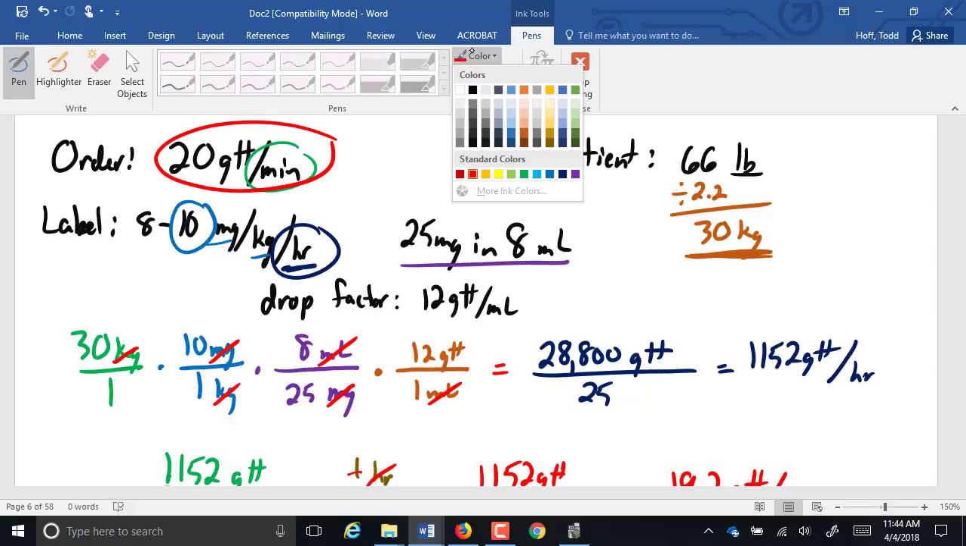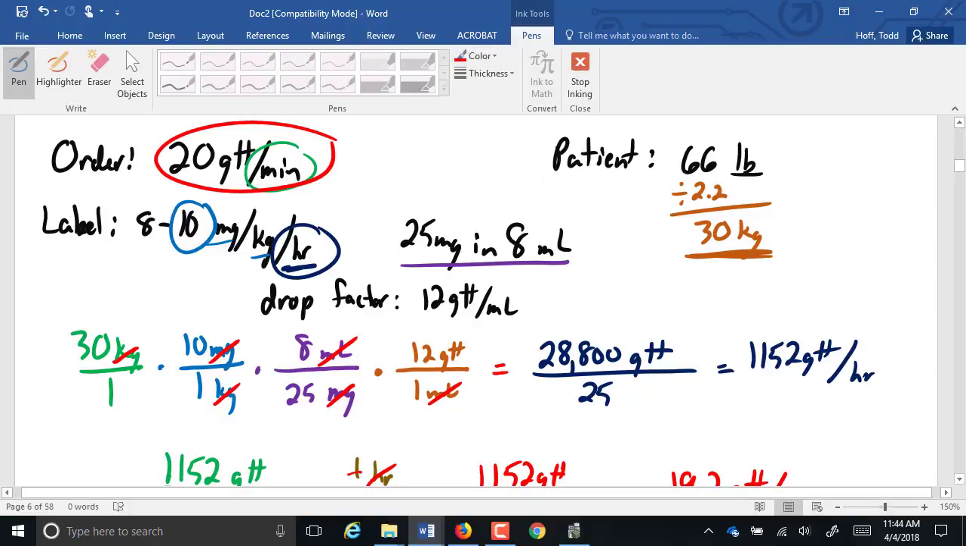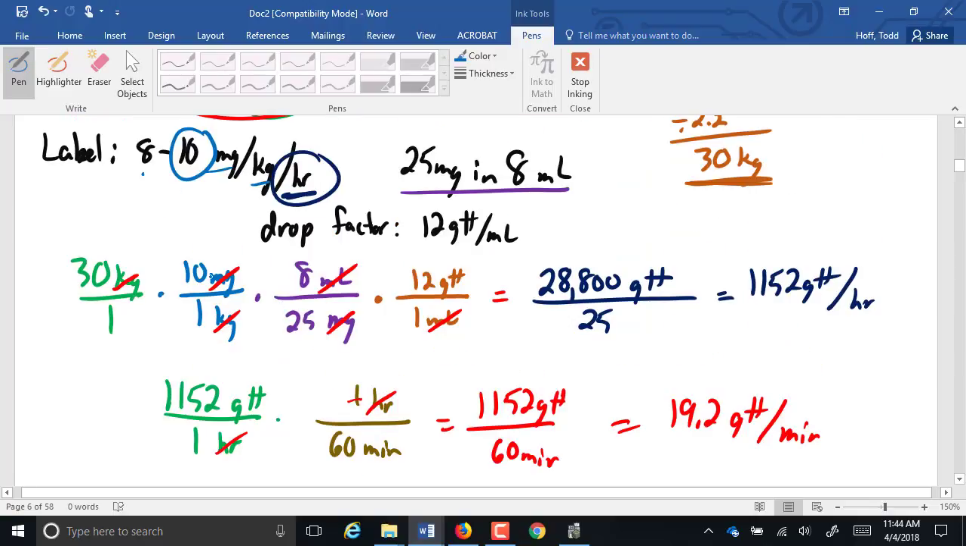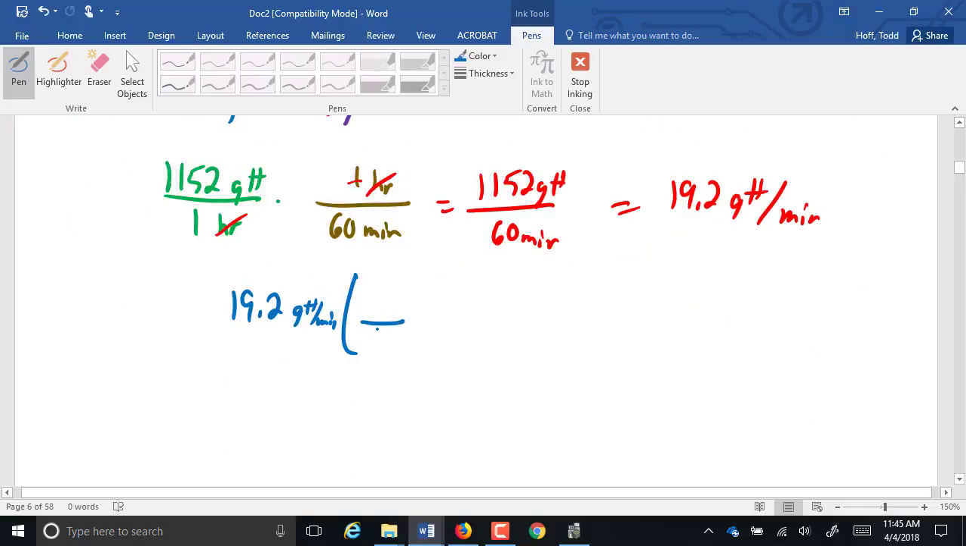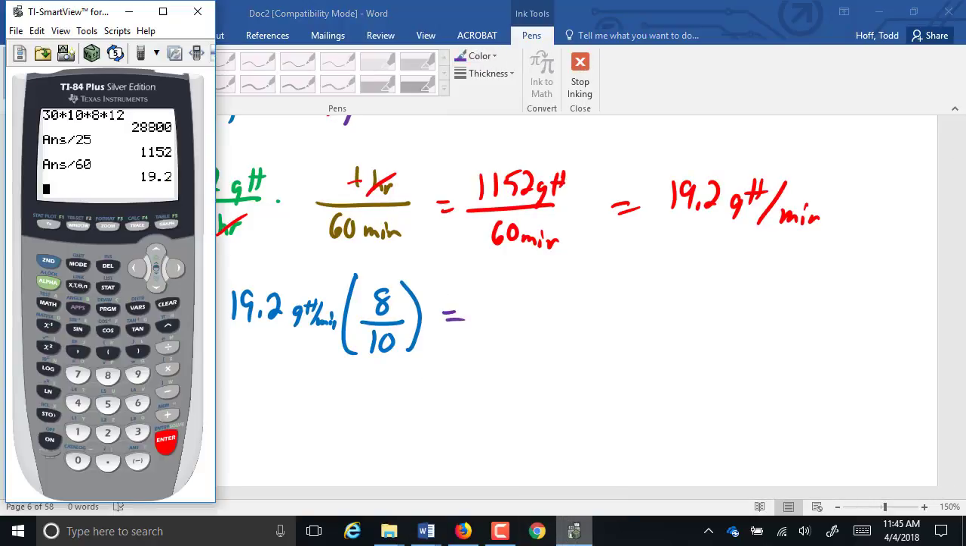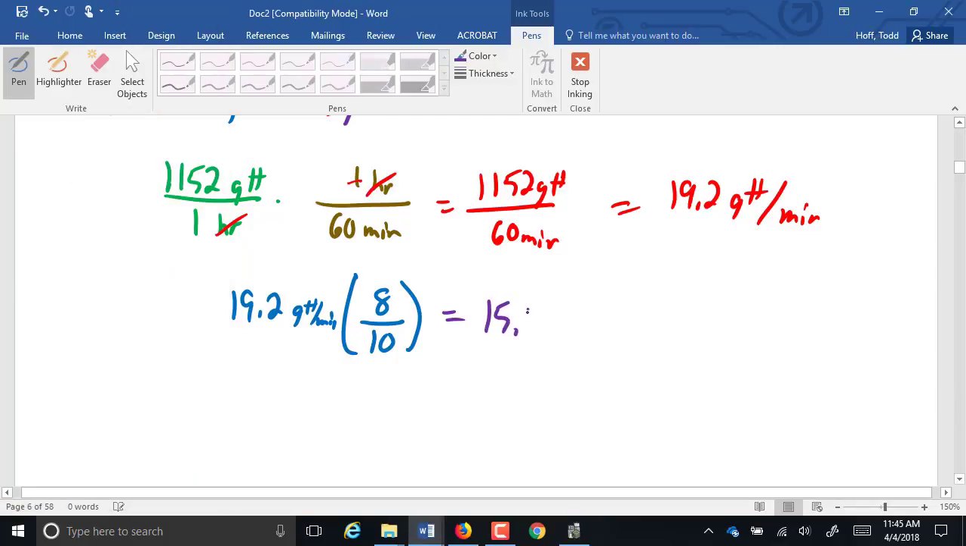So the doctor's order of 20 drops per minute is slightly high. Now, so we can practice the titration, let's go ahead and do what the minimum would be. We have that 19.2 drops per minute, and I'm going to titrate that. We used 10 as the maximum. Let's change it to 8 for the minimum. What we used goes on bottom, what we're changing it to goes on top. 19.2 times 8 divided by 10 gives us 15.36. That would also be drops per minute.